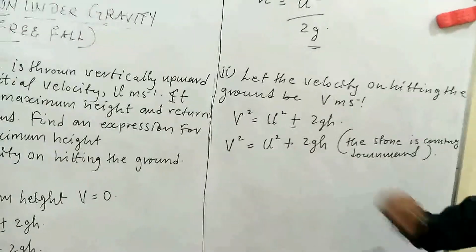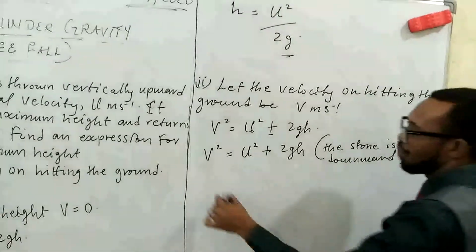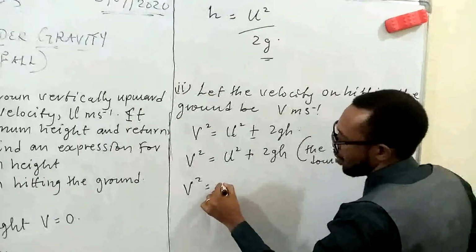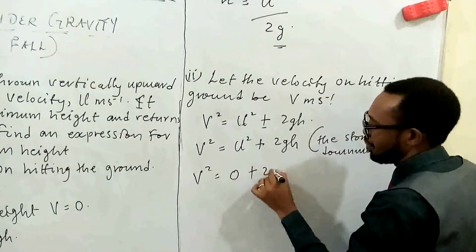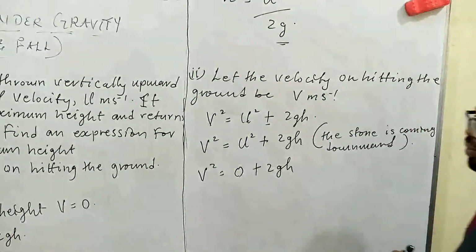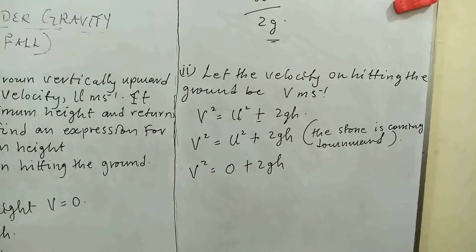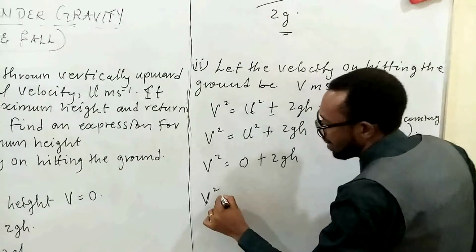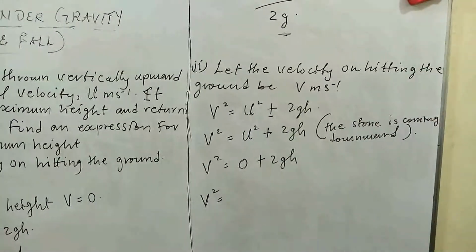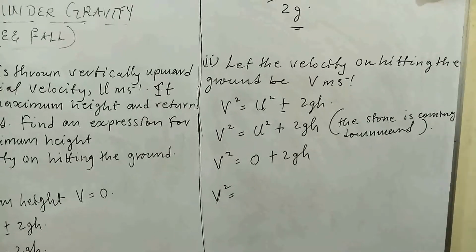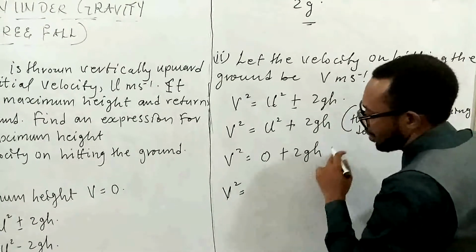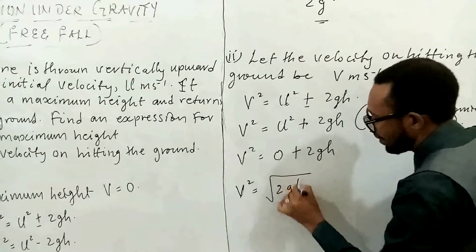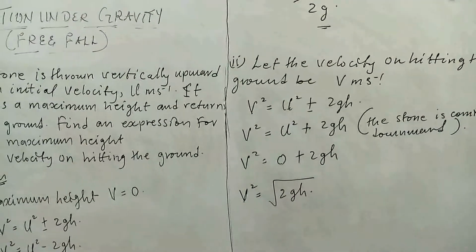And once that happens, we know our initial velocity is equal to 0. So we have v squared is equal to 0 plus 2gh. Therefore, v, which we are asked to find, the velocity on hitting the ground, is equal to the square root of 2gh. Is that clear?